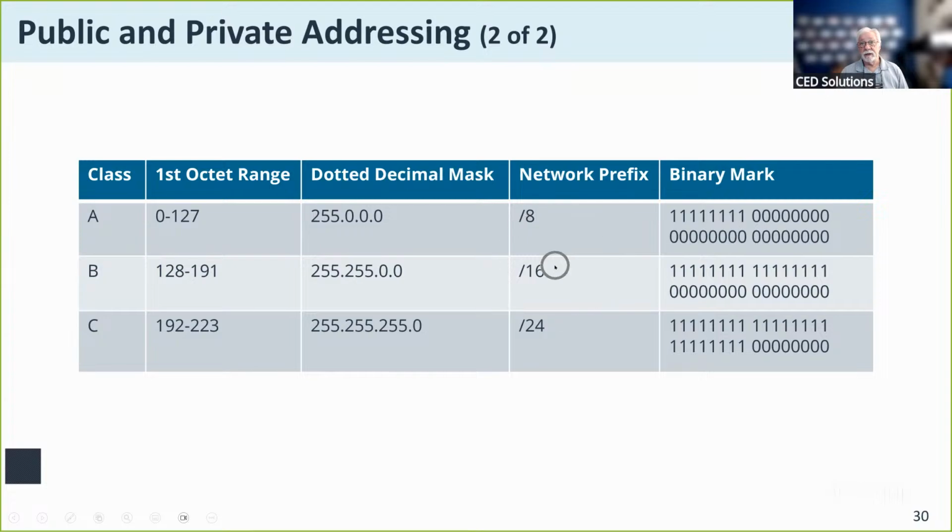Down here, /16, same thing as the Class B subnet mask, 255.255.0.0. The first 2 octets of the IP address is the network portion, leaving the last 2 for calculating host addresses. /24, same thing as the Class C network.